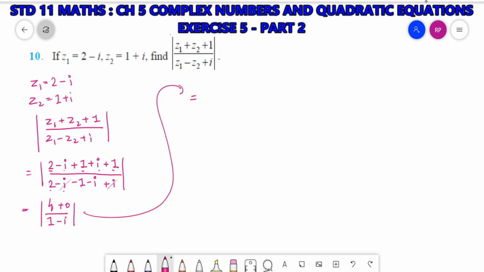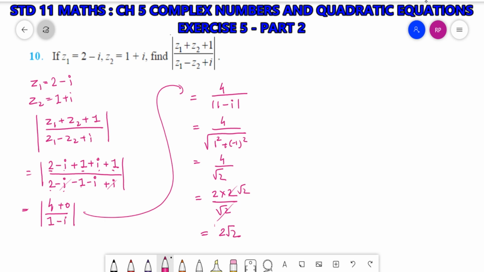So I carry forward here: it will be the modulus of 4 upon the modulus of 1 minus i. So this will be equal to 4 upon the square root of 1 square plus the coefficient of i, which is minus 1, so minus 1 square. So this will be equal to 4 upon root of 1 plus 1, which is root 2. I can write 4 as 2 into 2 upon root 2, so root 2 into root 2 cancels, and this is equal to 2 root 2. Clear? So the answer is 2 root 2. That was about question number 10.